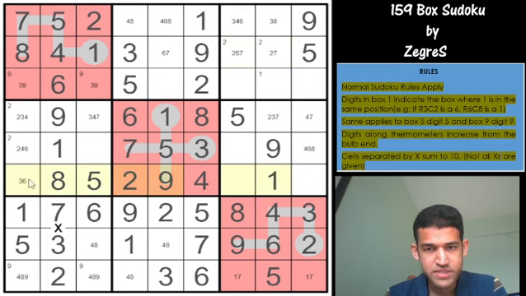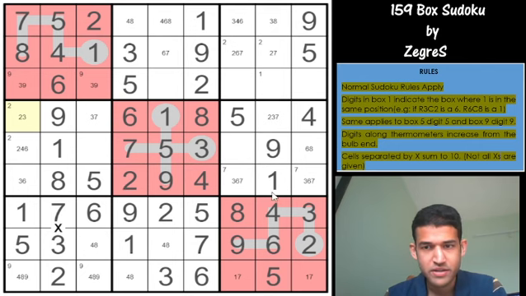And look at row 6. 1, 2, 4, 9, 5, 8. So we need 3, 6, 7 here. Forcing a 7 into these two cells. And that gives me a 4 here. That's not 4. That's 6, 8. That's not 4. That's not 4.